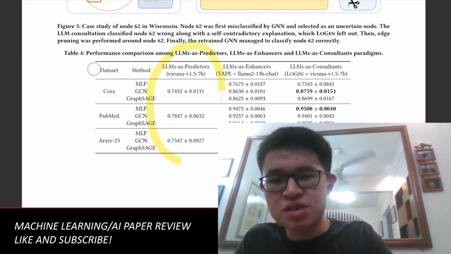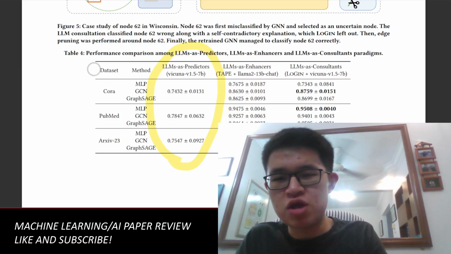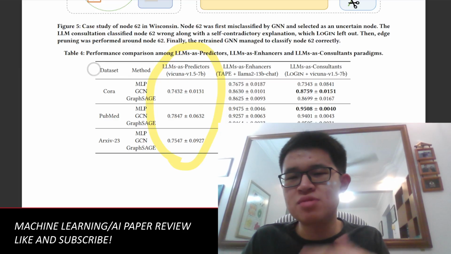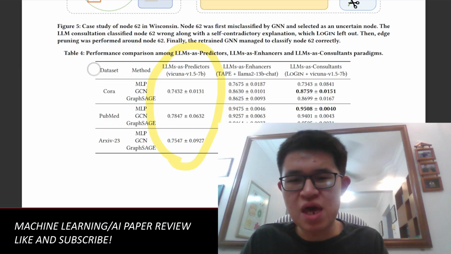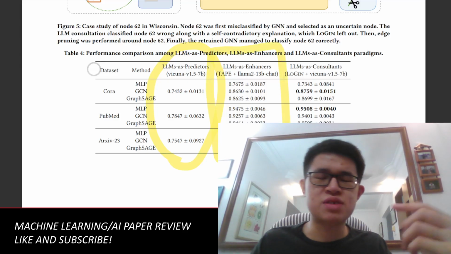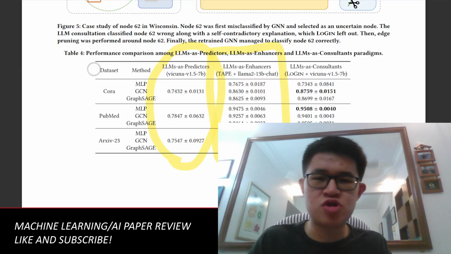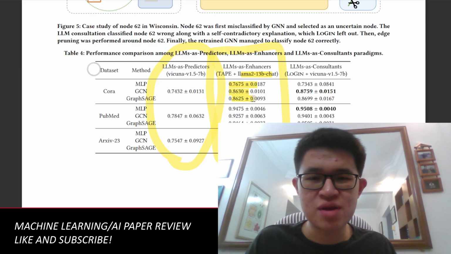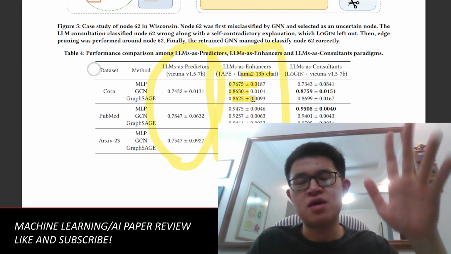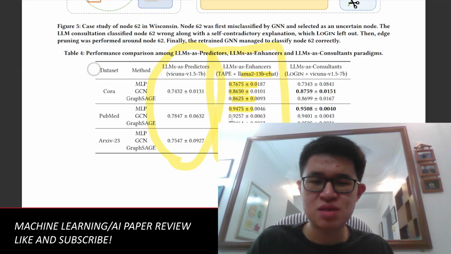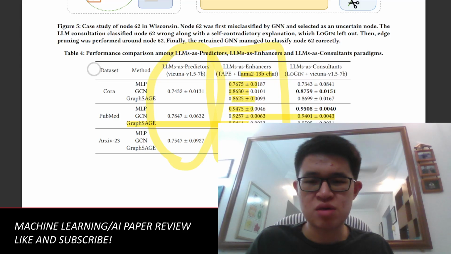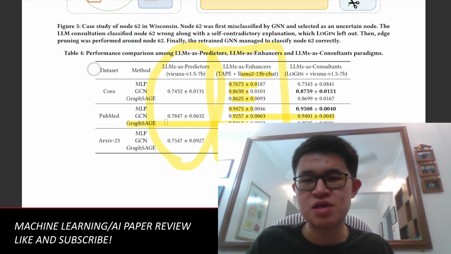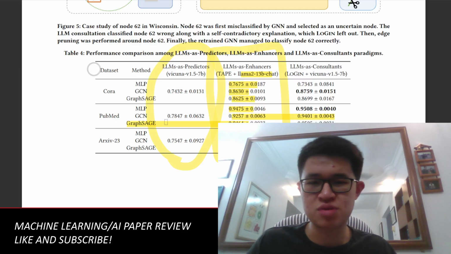If we directly use the LLMs as predictors, we often get a reasonable accuracy of about 70 plus percent. But if we use the LLMs as enhancers, so basically LLMs feeding into the GNN, in this case they're using Llama 2 chat, and they found that you will often get accuracy around 86%, and for PubMed it's around 90 plus, and so on. And it's significantly higher than directly using the LLMs for those tasks.